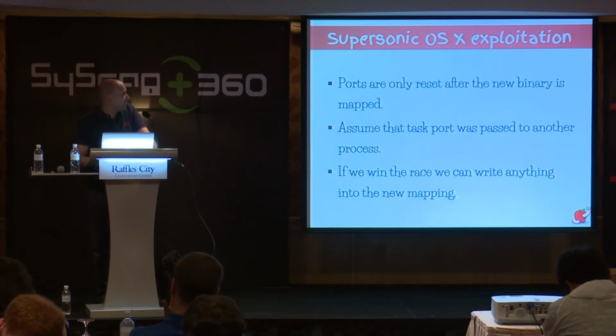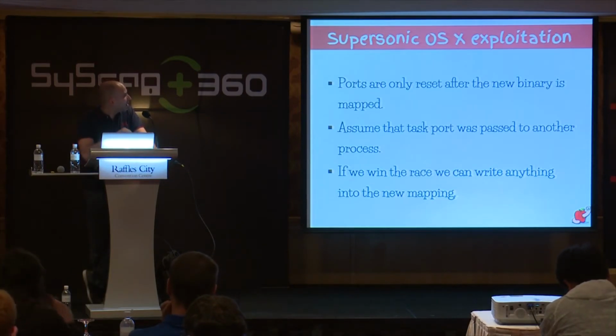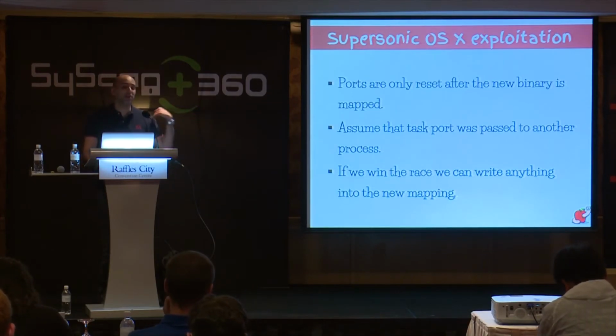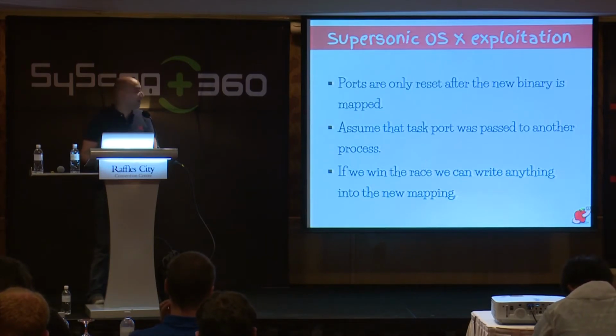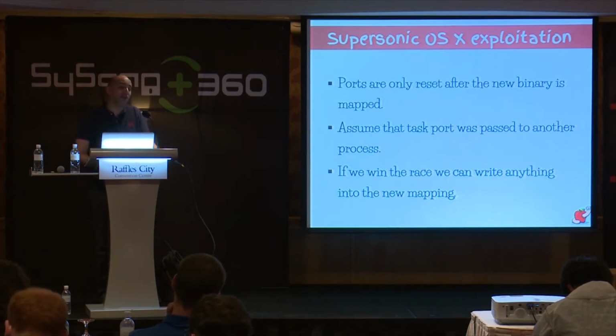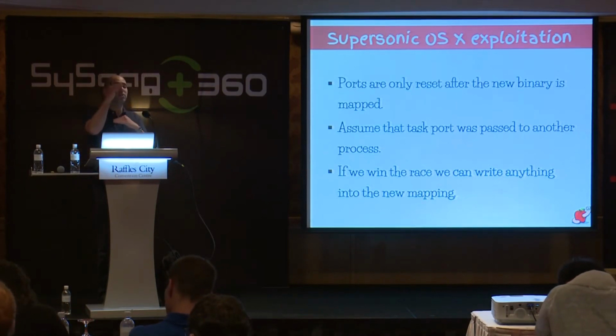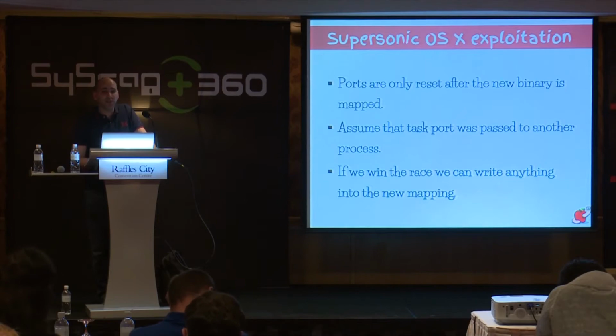So this is a resume of what I was telling you. The ports are only reset after the new binary is already mapped. So if you do the trick that I was explaining, if you pass the port before execution to another binary, then you don't need to fork. You just do Execve. If you know what Execve does, it will map a new image inside the process. So the task port is still the same. It doesn't change, and you can do whatever you want during that race condition to the new process. So if you win that race, it's game over. We just influence the code of the new process.